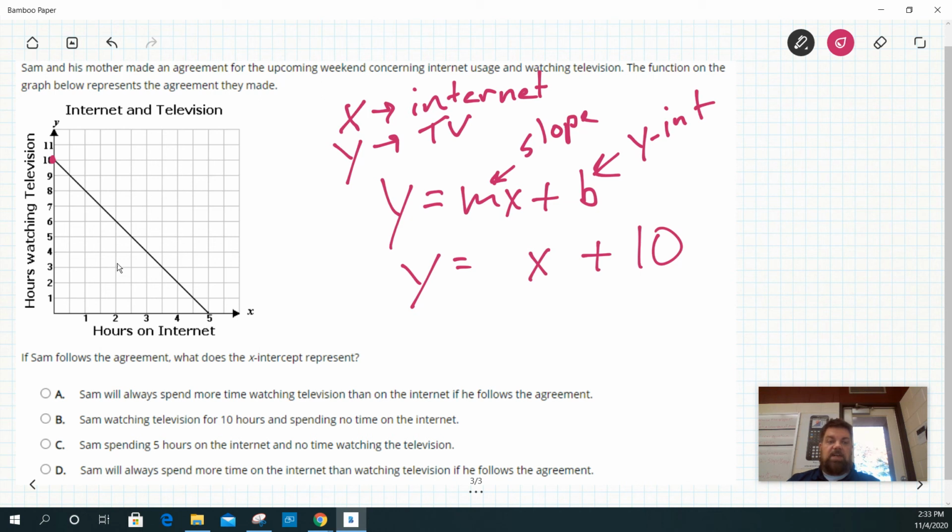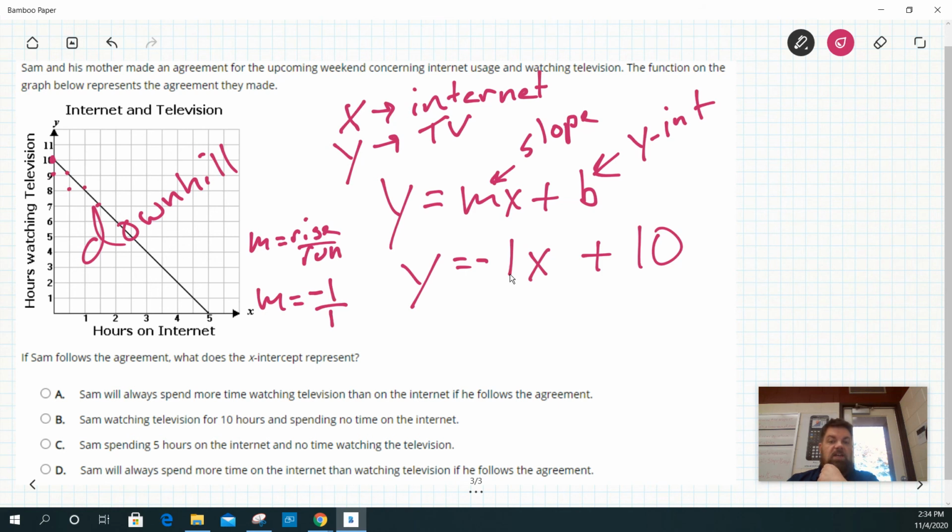Now my slope is going downhill. So because it's going downhill, I know that it's a negative number. Well, if I go down 1 over 1, I'm on the line. So that means that my slope, which is my rise over run, is -1 because I'm going down 1 over 1. That reduces to -1x. So which of the following statements are true?